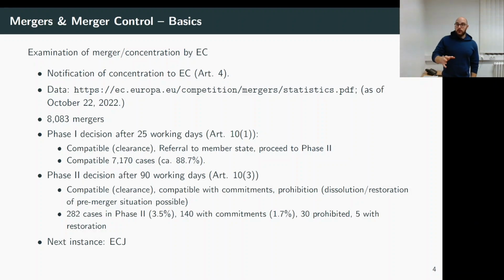And then we can also have prohibition. And this prohibition can also mean dissolution or restoration of the pre-merger situation, which basically means that if the merger already took place and the commission decides that the merger was basically not okay, then we have to restore the situation pre-merger, which basically means that we have to re-merge the parties, right? Okay, and if the firms are not okay with the decision, they can go to the next instance, which would be the European Court of Justice.